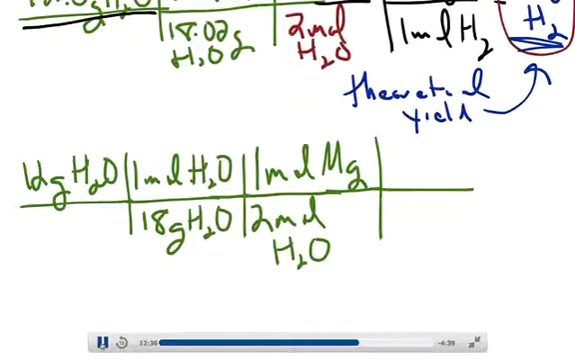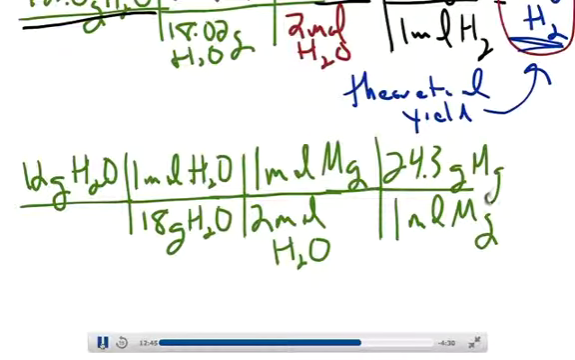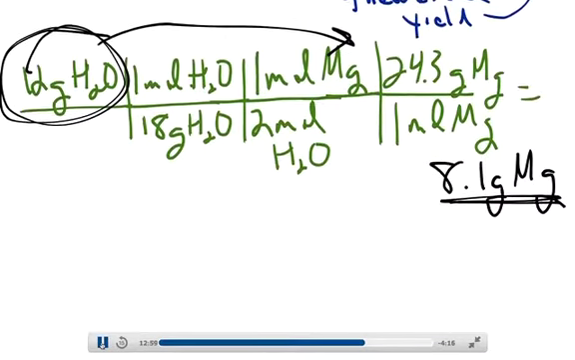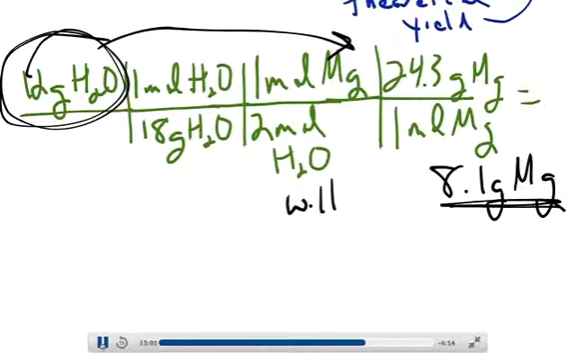So I have that. Last step, convert this into a mass. 1 mole of magnesium is 24.305, 24.3 grams of magnesium. Solve. I get an answer of 8.1 grams of magnesium. Now remember what this is, because this was my limiting reactant, and I solved it for magnesium. This is the amount of magnesium that will react.